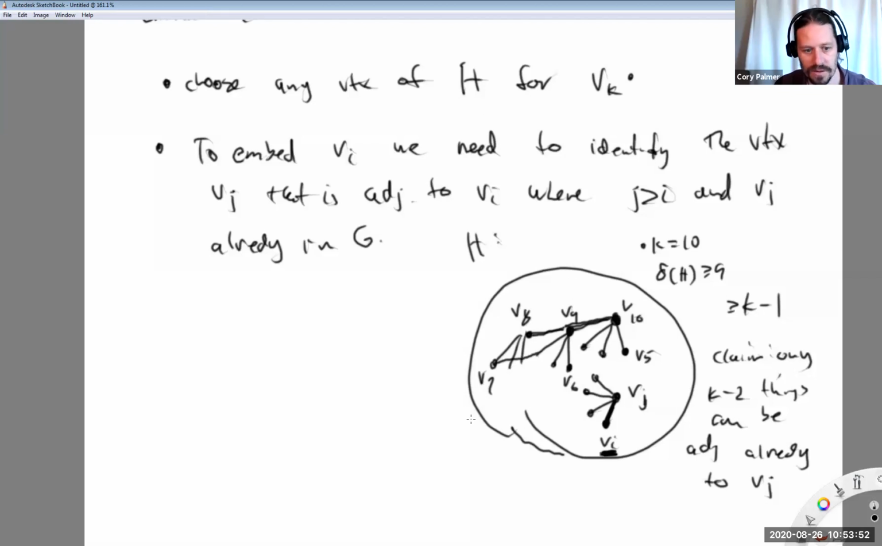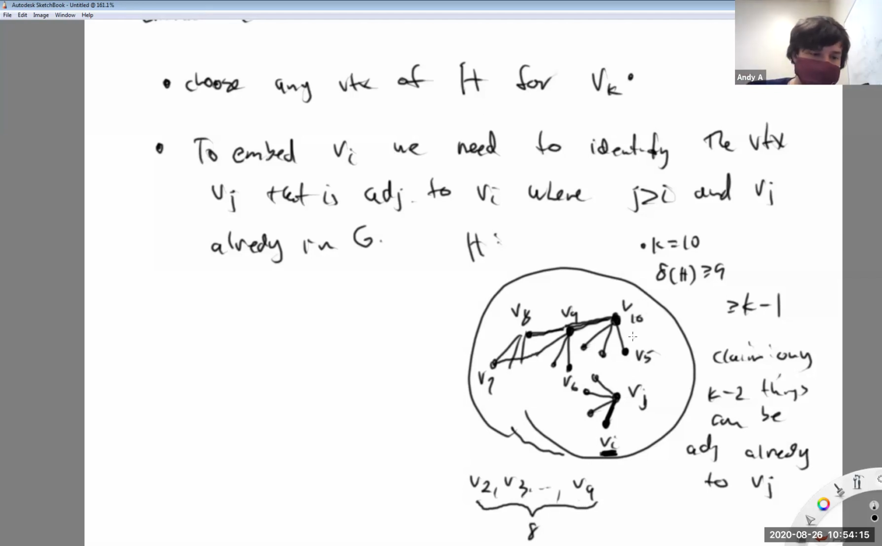But how many vertices could it be adjacent to? There's V2, V3, all the way up to V9 that this might already send edges to, right? But how many numbers are in this list here? There are 8 numbers in this list. Why is V10 not in this list? I said this already, but why is V10 not in this list? It can't connect to itself. Exactly, V10 is not adjacent to itself.